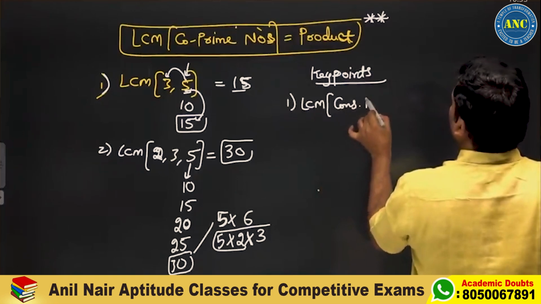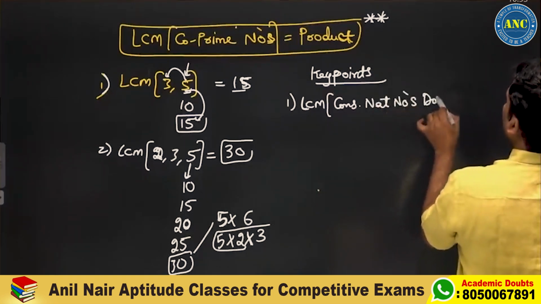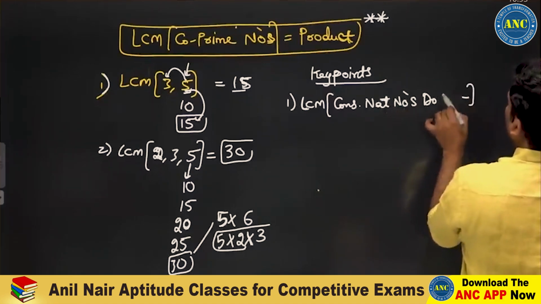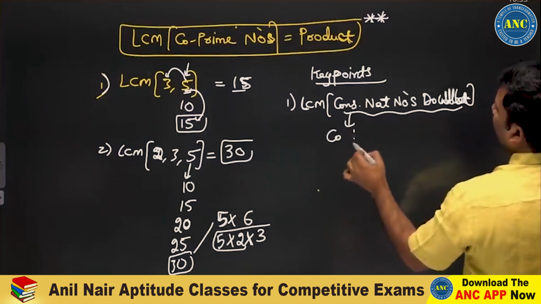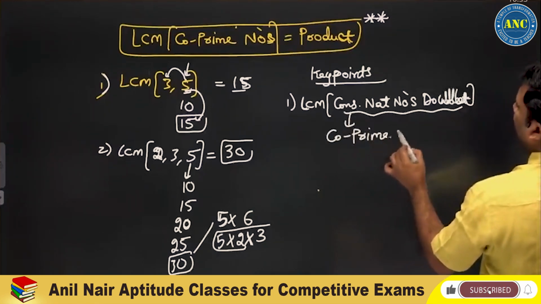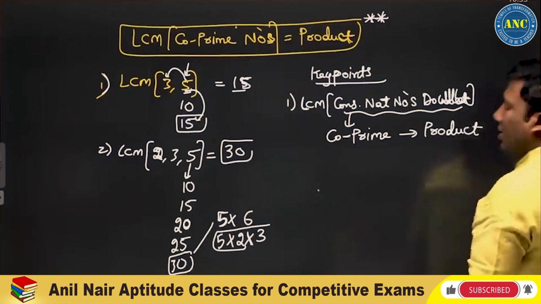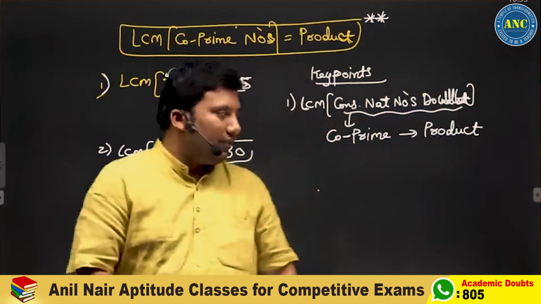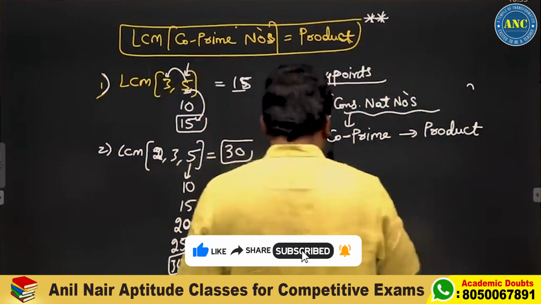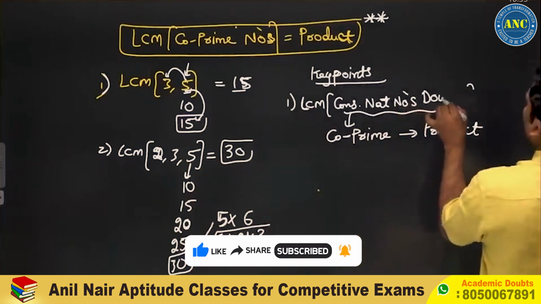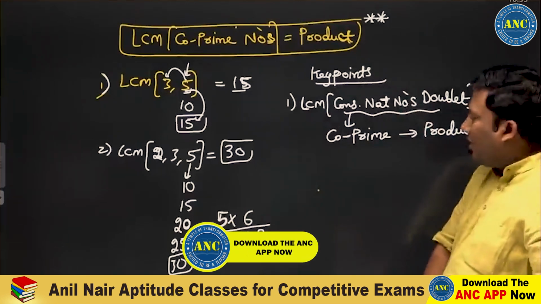consecutive natural numbers. Consecutive natural number doublets, it is always co-prime. Consecutive natural number doublets, they are all co-primes. So the LCM will be defined as the product. LCM of consecutive natural numbers doublet. Let me write down neatly. These doublets, it is always co-prime.